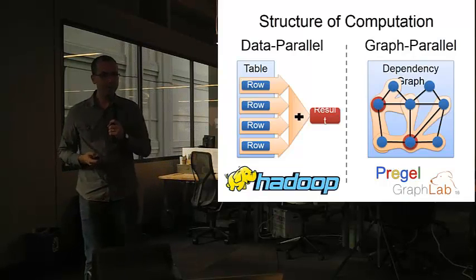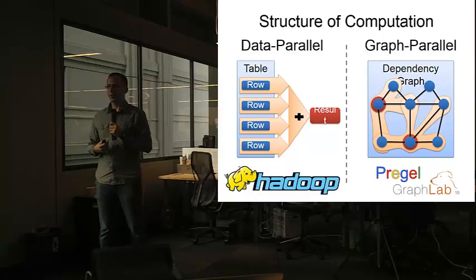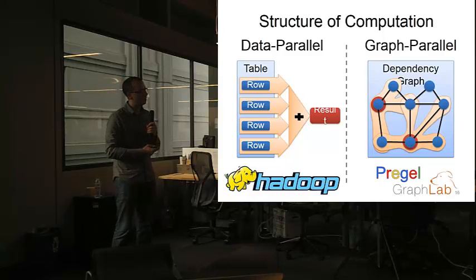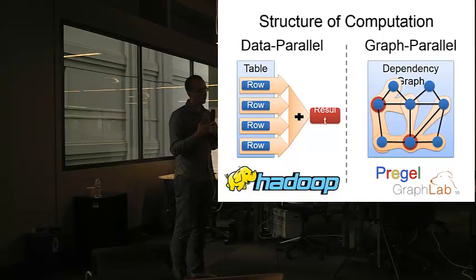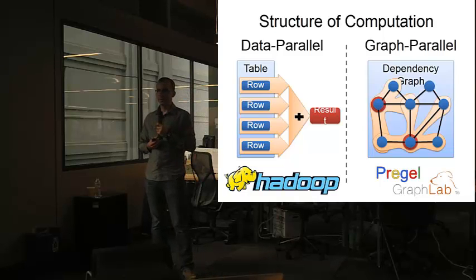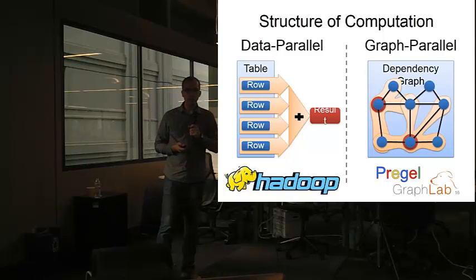Okay, and so if we step back, the tools we have today for large-scale analytics focus around Hadoop and a particular data-parallel model, in which I take rows and transform those rows with some computation, and then aggregate the result into some final statistic, right? And this is a good pattern for a lot of analytics.